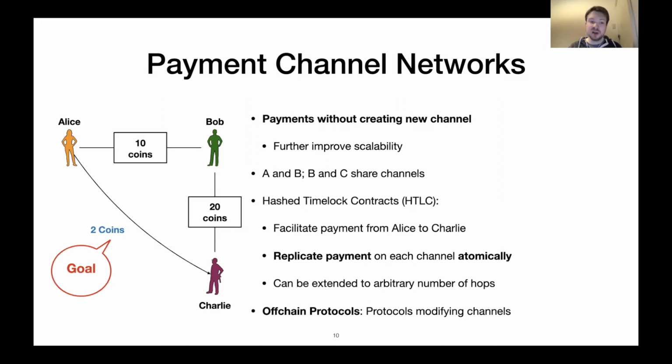This is done by basically replicating the same payment on a path of payment channels from Alice to Charlie. These payments are performed atomically, meaning either all of them will be performed or none of them will be performed. Using HTLCs, we can further improve the scalability of the system as a whole, since we now do not need to create individual channels between each pair of parties that want to perform payments with each other.